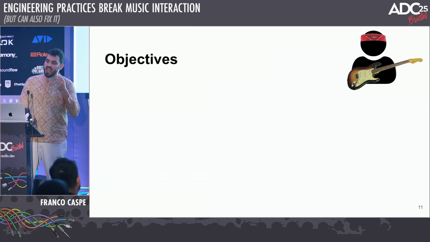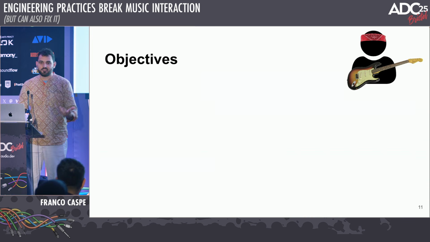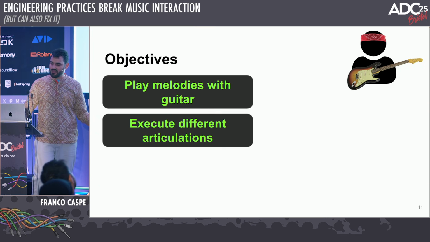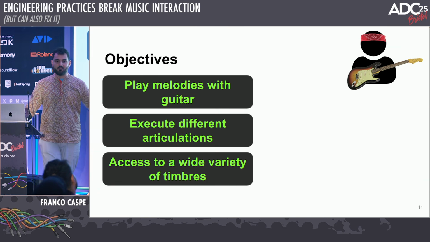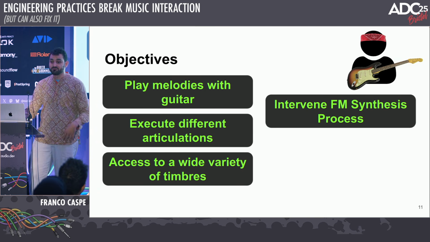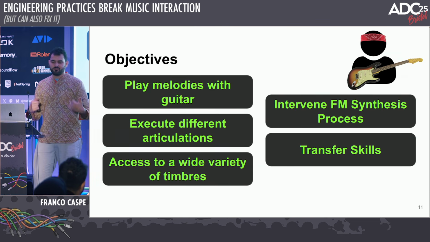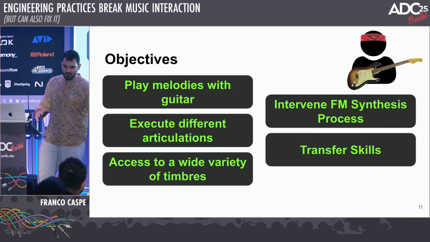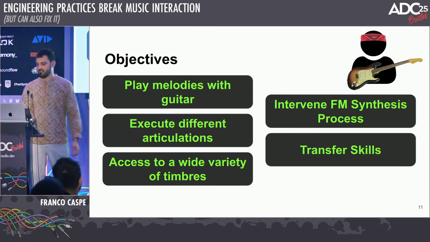But of course, as a musician, my objectives revolve around different ideas, ideas related to music, to aesthetics, to embodiment. The fact that when I play guitar, it has to feel like a guitar. I want to play melodies with my guitar. I want to be able to execute different articulations. I want access to a wide variety of timbre because, come on, I play the DX7, the DX5, so there are so many varieties of timbre that you can do. Of course, I want to intervene in the FM synthesis process. And I want to transfer skills from my guitar because I'm a pretty lousy keyboard player, but not as bad as a guitarist. So I want to transfer my skills from the guitar to the keyboard, right?